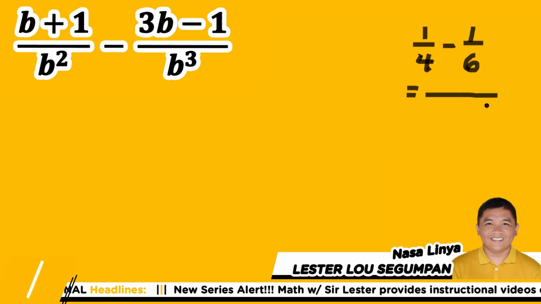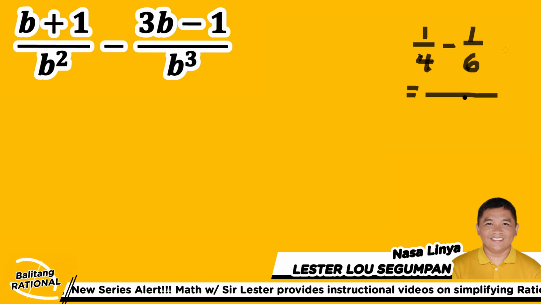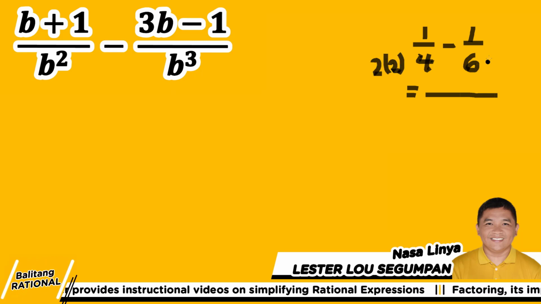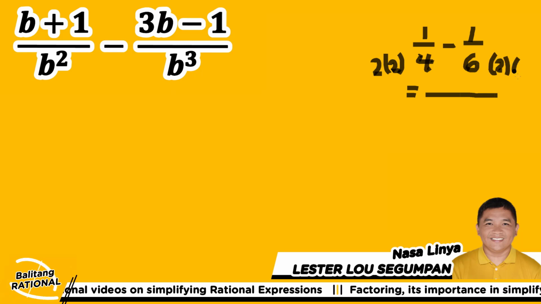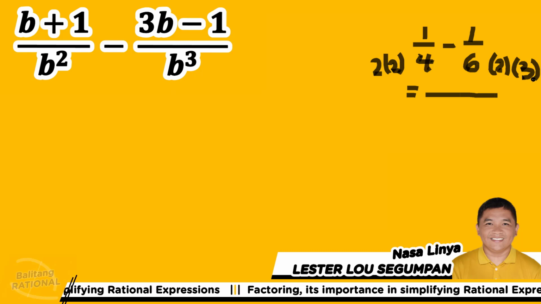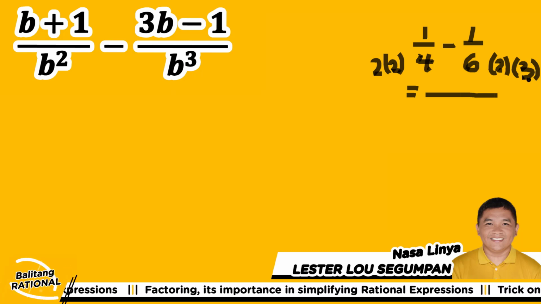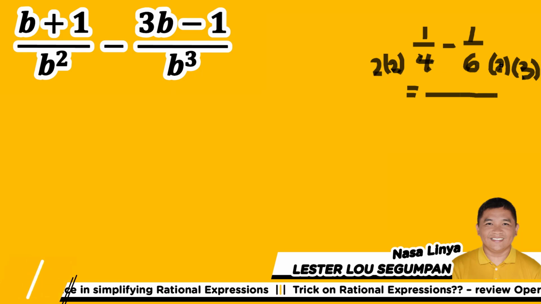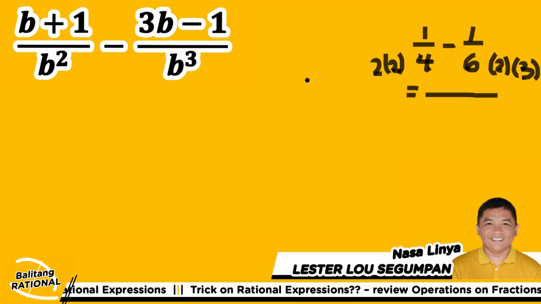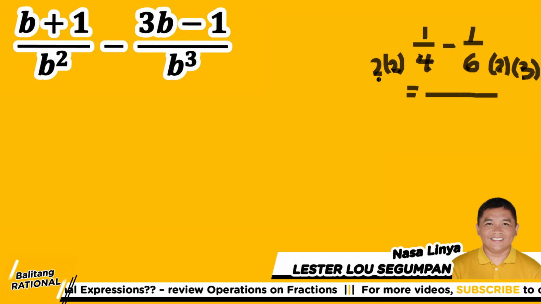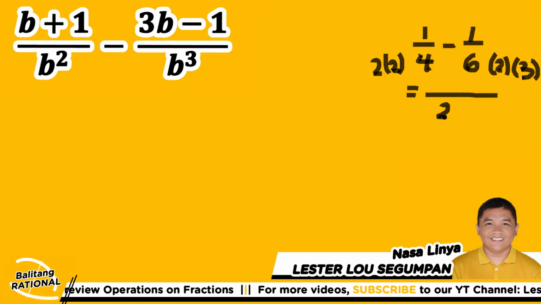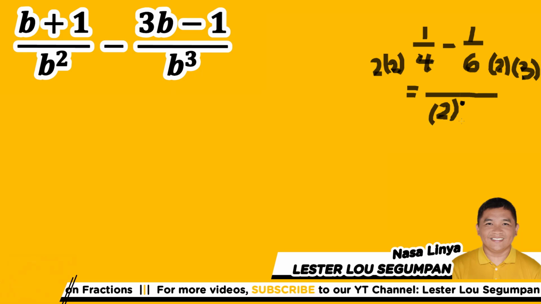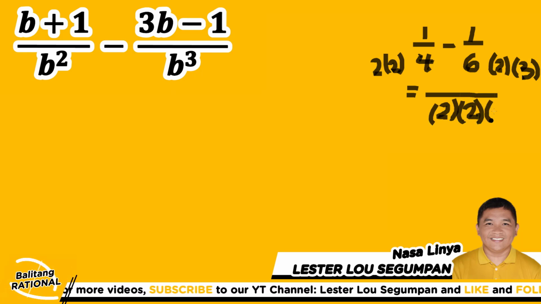Minumultiply lang po natin yung 4 at saka 6. Pero huwag niyo pong kalimutan na yung 4 po natin is 2 times 2. And yung 6 natin po is 2 times 3. Since we're looking for the least common denominator, we can just simply use 12. Why 12? Kasi nga po may dalawang 2 dito at saka may isang 2 dito. We are not going to use 6 or 3 2s po, which is equal to 6. We can only use or we may use dalawang 2 times 2 and then yung isang 3.